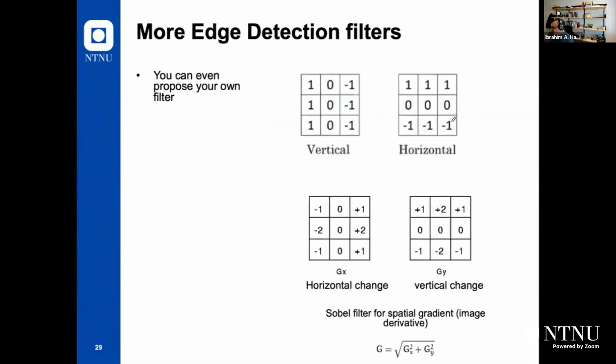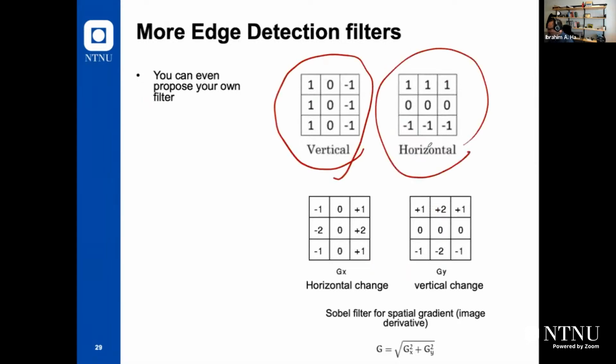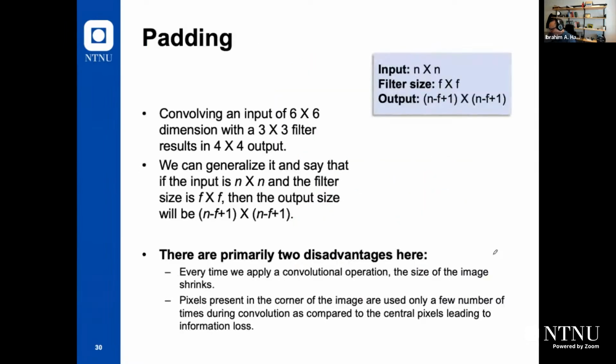Other filters, as I told you, this is a vertical edge. This one is for vertical edge, just rotate it to get it for horizontal. This is also another horizontal change filter, for example. This is vertical change. If you open any image processing book, you can find lots of filters and you can understand their meaning.